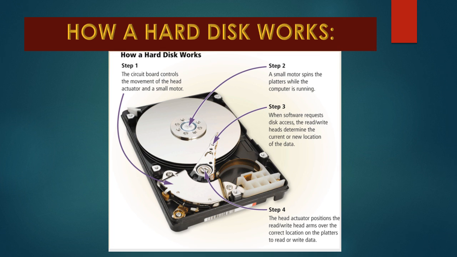In step 3, when software requests disk access, the read and write heads determine the current or new location of the data. It depends on your requirement whether you want to store the file or you want to find the previous file. In step 4, the head actuator positions the read and write head arms over the correct location on the platters to read or write the data.